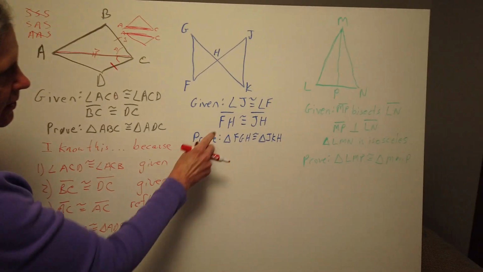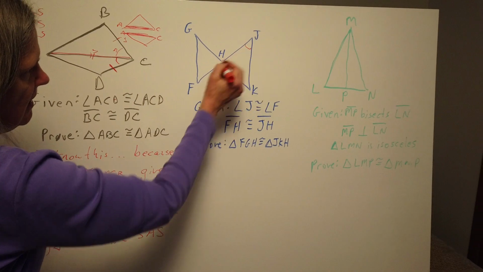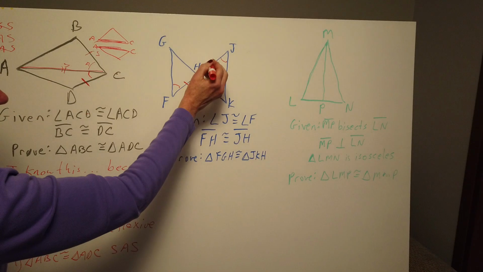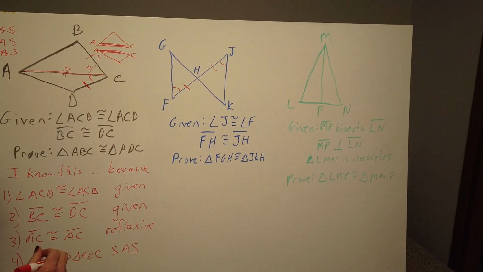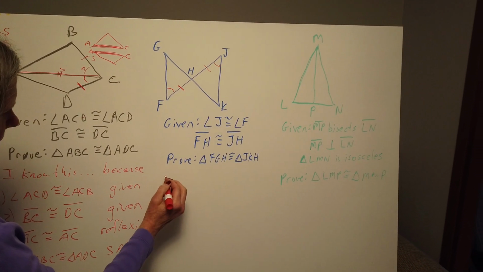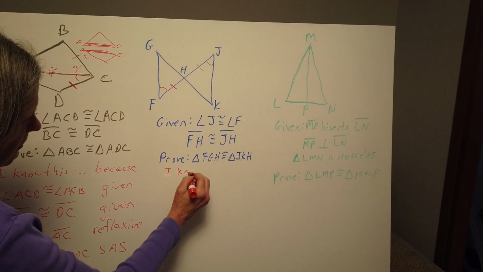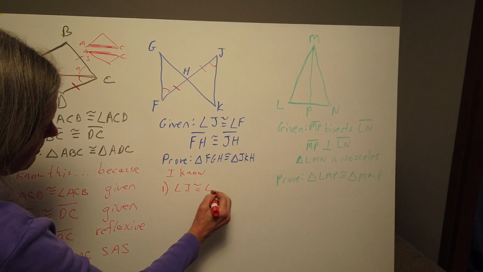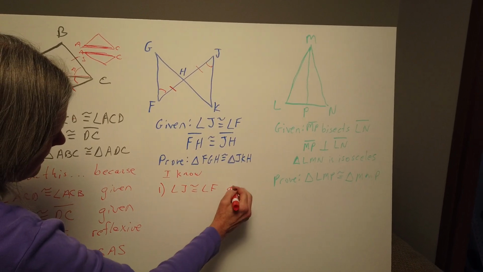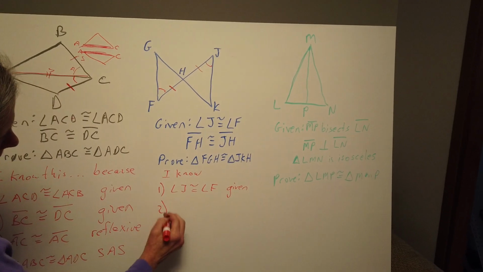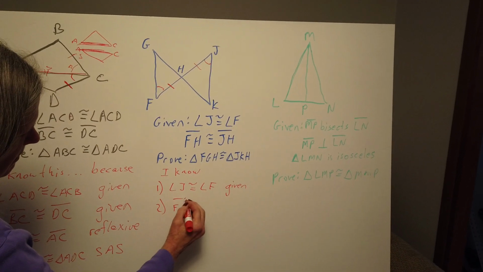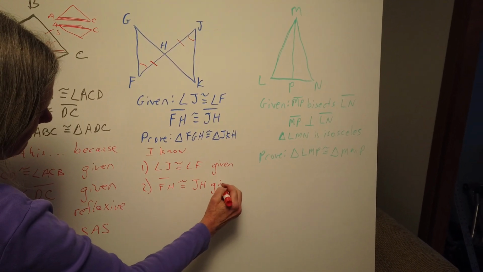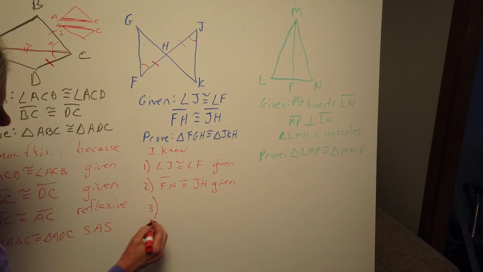Again, I want to mark up what I know. I know that angle J is congruent to angle F, and that FH is congruent to JH. So now I got to think about, okay, where could I go with this? Well, let's write down what we know. Again, I know that angle J is congruent to angle F because it was given. And I know that FH is congruent to JH. Again, it was given. Now I got to find something else.